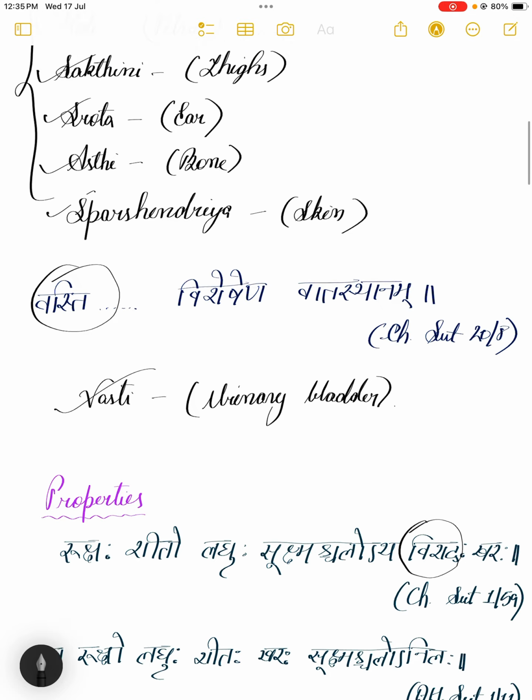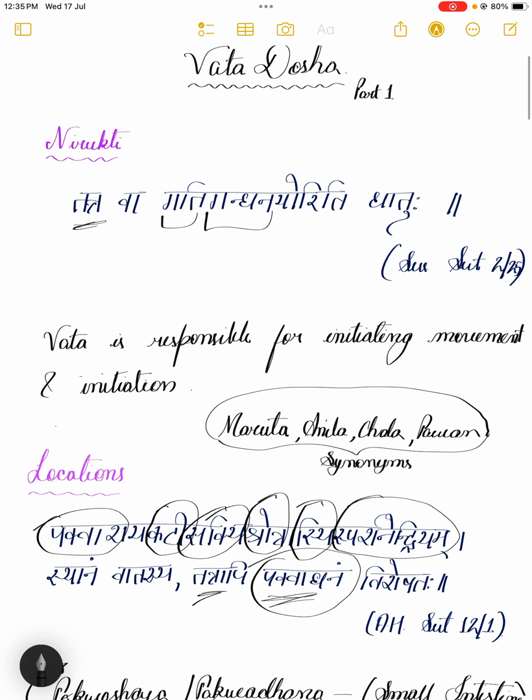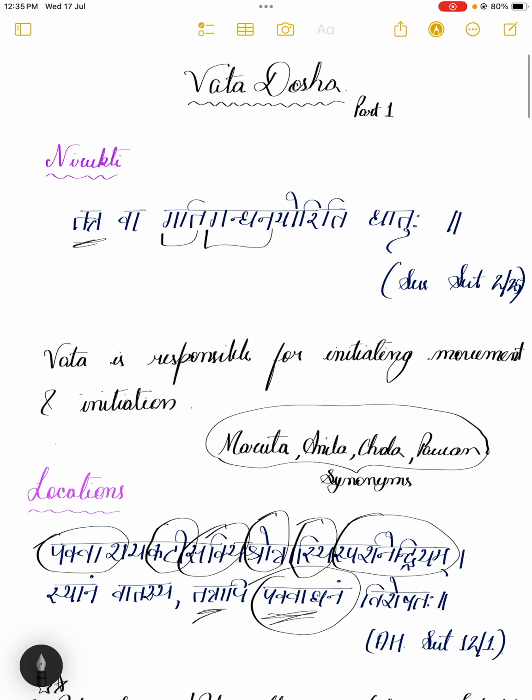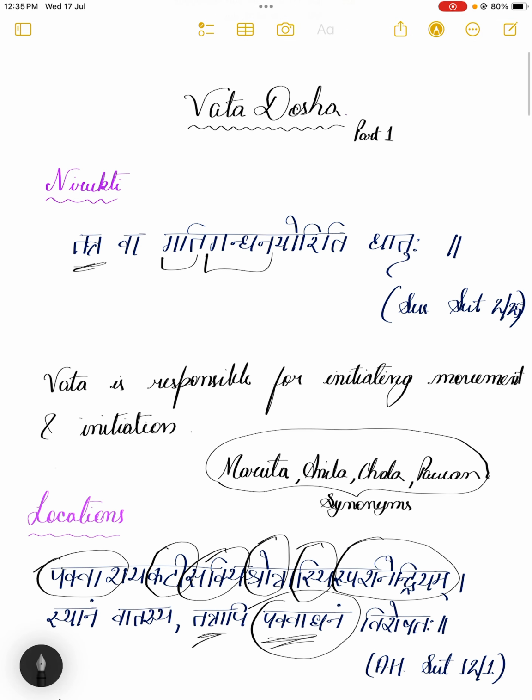So that is enough for this video. We have studied just now about the nirukti, locations, properties, functions and the types of Vata. In the next part, we will be knowing in detail about each of the properties of the individual Vata.